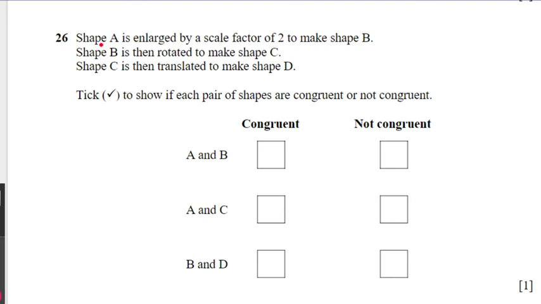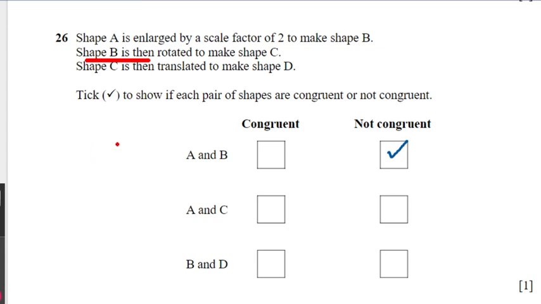Okay? So if you have different sizes, which means they're not congruent anymore. Okay, look at this. Shape A is enlarged to shape B, which means it's bigger by 2 times already because they use a scale factor of 2. It has different size, right? Therefore, it is not congruent.